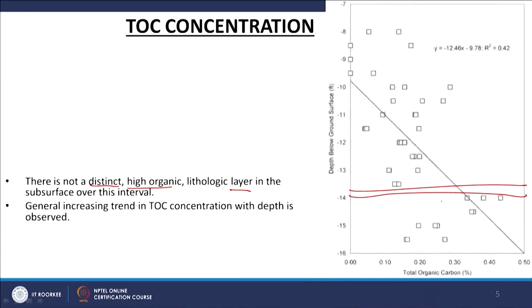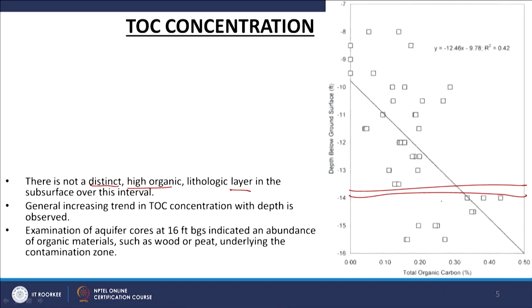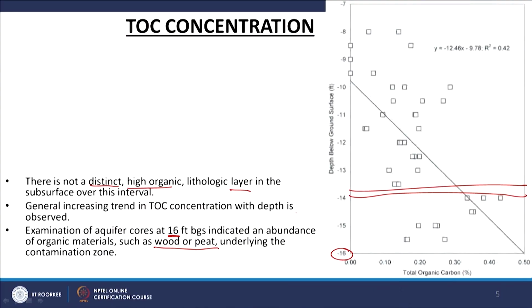The general trend is something that we looked at, and they mentioned that about 16 feet below the ground surface, an abundance of organic materials such as wood and peat was below this contaminated zone. Again, if this contaminant had been allowed to permeate further down, it would have been absorbed by this high organic content soil. That is again something to keep in mind.